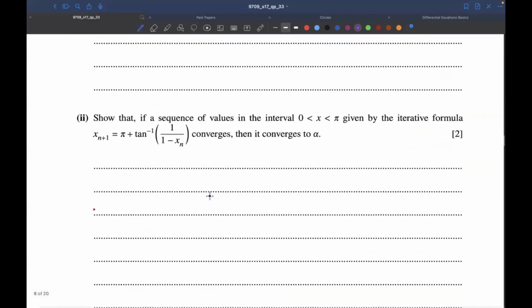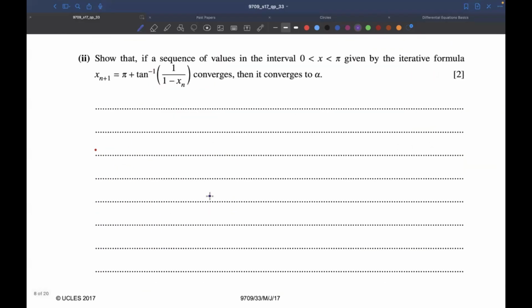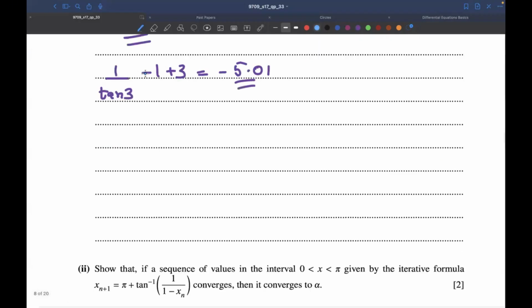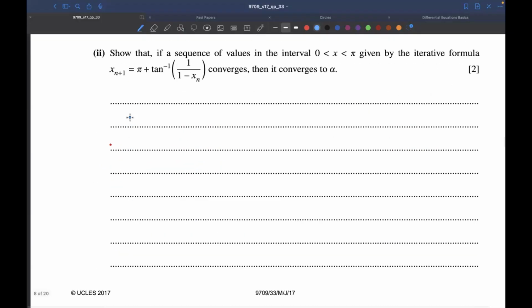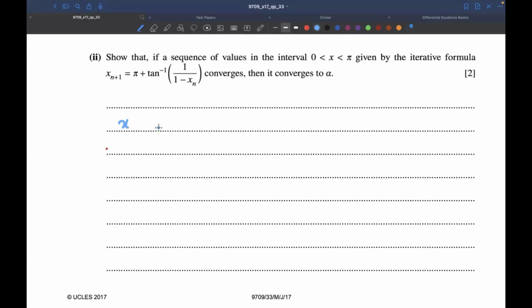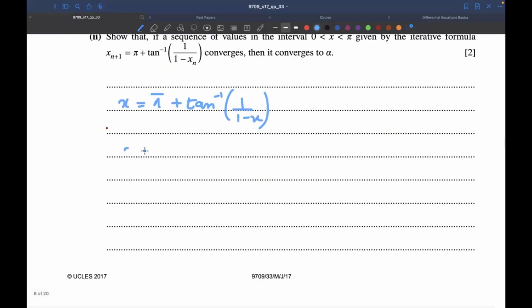Now in part 2, it says show that if a sequence of values in the interval is given by the iterative formula, then it converges to alpha. To show that, we have to show that this equation can be written in this form. So let's first remove this n plus 1, and we can write it as x equals pi plus tan inverse of 1 upon 1 minus x. So we can write x minus pi, which equals tan inverse of 1 upon 1 minus x.